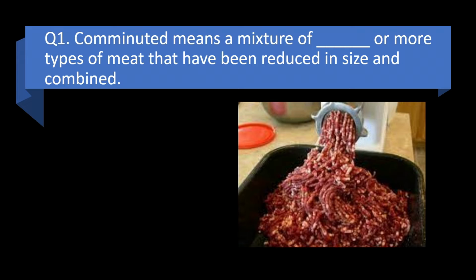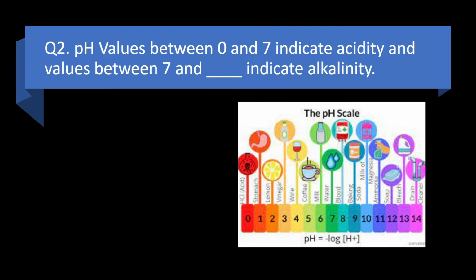Question 1. Comminuted means a mixture of blank or more types of meat that have been reduced in size and combined. 1, 2, 3, or 4. B. 2. Question 2. pH values between 0 and 7 indicate acidity, and values between 7 and blank indicate alkalinity. 10, 12, 14, or 20. C. 14.